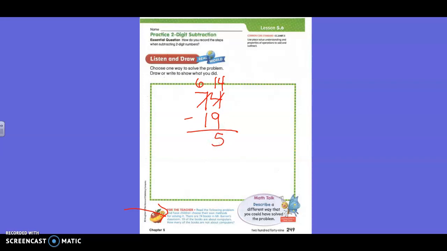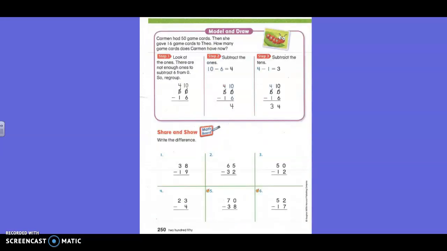Okay. 6 minus 1. Grayson? 5. You guys agree? Yes. Now, 55 what? 55 books about? Not about computers. Now we'll just say 55 books. Okay? And when you have that, turn your page.